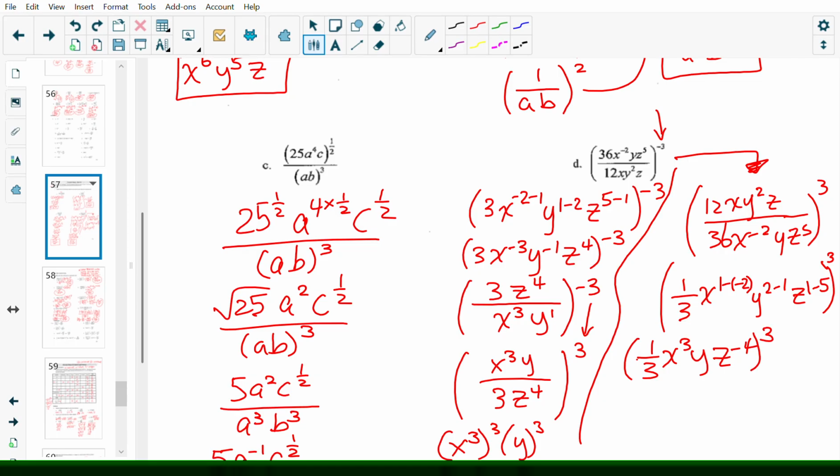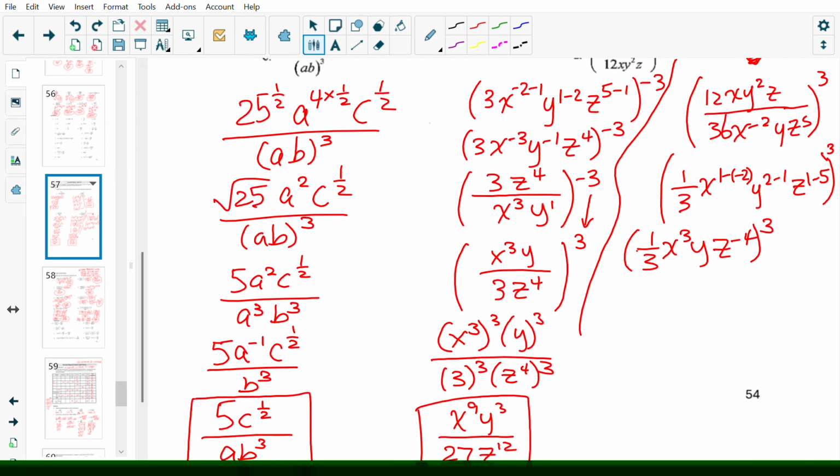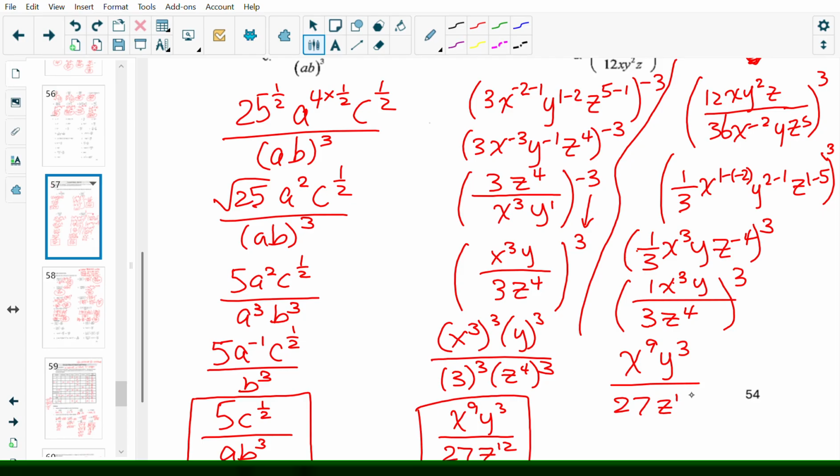Now before I apply, well, I guess I can apply the exponent across. I could change the z to the negative 4. Let's do that. That's in the numerator. That's 1x cubed y. And then the 3 is in the denominator, z to the 4th. And that's all cubed. Now let's apply the exponent across everything. That's x to the 3 times 3 is x to the 9th. Y cubed divided by 3 to the 3rd is 27. And then z to the 4th is z to the 4th times 3. That's z to the 12th. And that's our final answer.